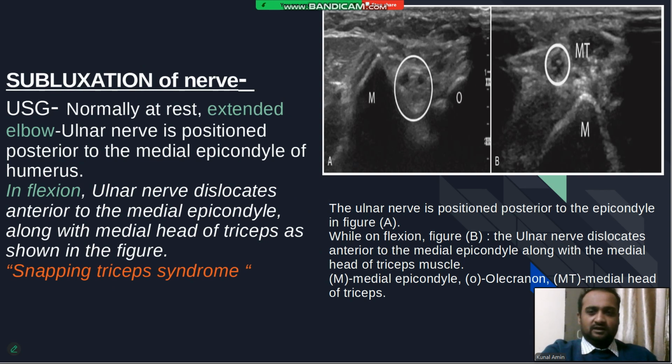We see a case of subluxation of nerve on ultrasound. It shows an extended elbow in which the ulnar nerve is positioned posterior to the medial epicondyle of the humerus, and on flexion, ulnar nerve dislocates anterior to the medial epicondyle along with the medial head of triceps as shown in these figures. This can be also called snapping triceps syndrome.